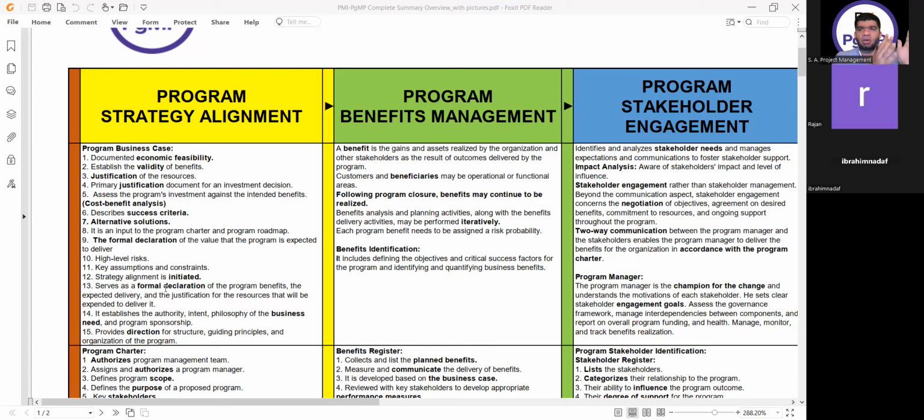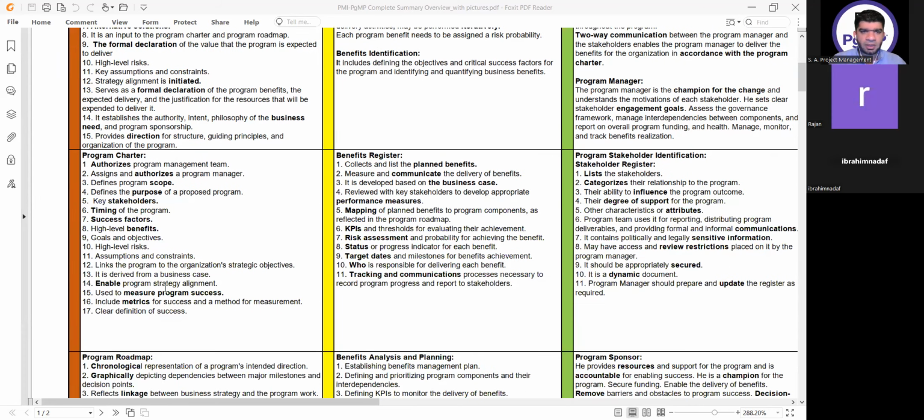It is a bridge between the organizational strategies, organizational goals that we have, and our program. So whenever they talk to you about something at the organizational level coming down to my program level, it will be the program business case, and this is the first document with which we start our program. Rajan or Ibrahim, if you have anything to add from your questions, please speak it out.